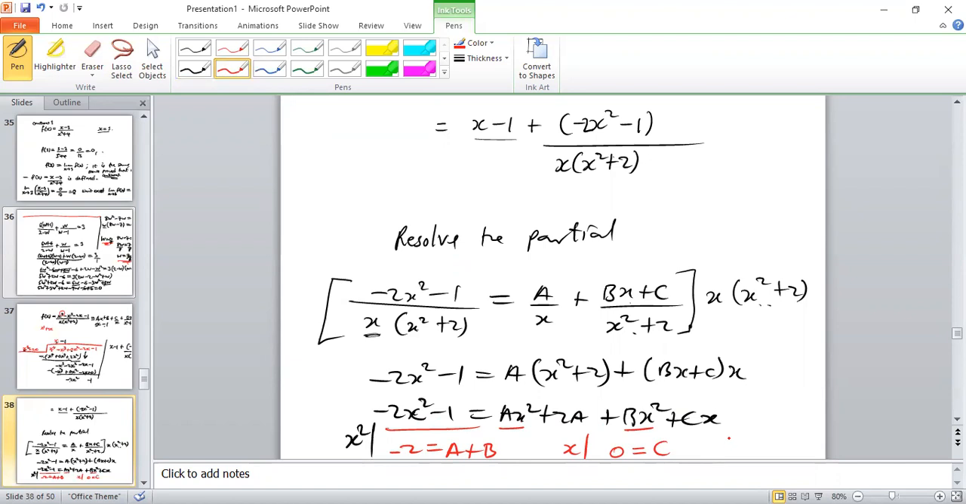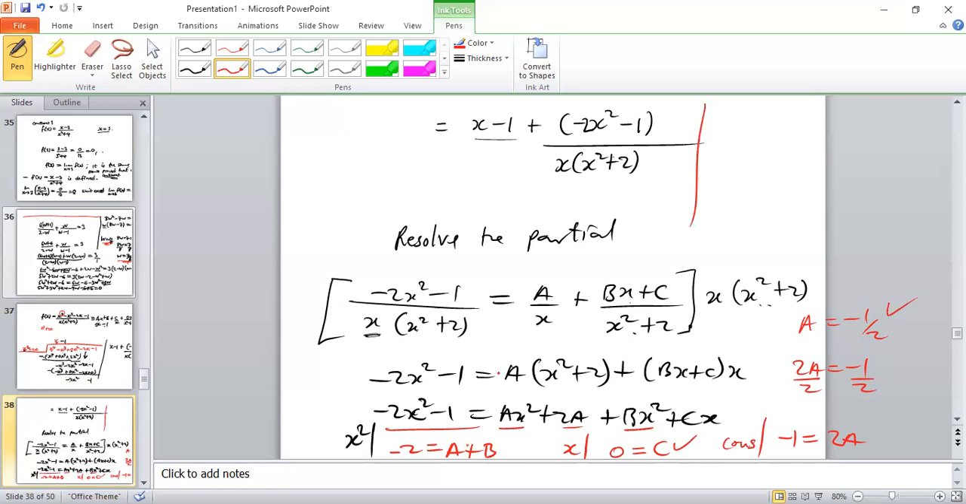Then we go to constants, those that do not have x. We have -1 on the left-hand side. Then here the constant is just 2A. So 2A equals -1 can help us find the value of A. We divide by 2, which means A is equal to -half. And if we have A as -half and C as 0, we'll be able to find B.